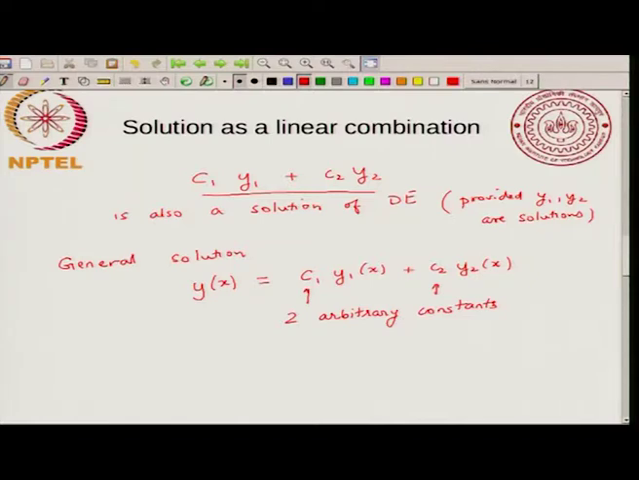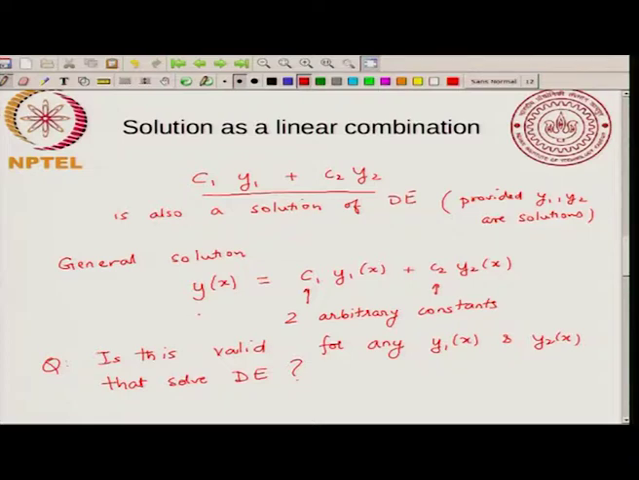So the question is: is this valid for any y1 of x and y2 of x that solve the differential equation? That means, can you use any two solutions and write the general solution as a linear combination of those two solutions? And the answer is no.